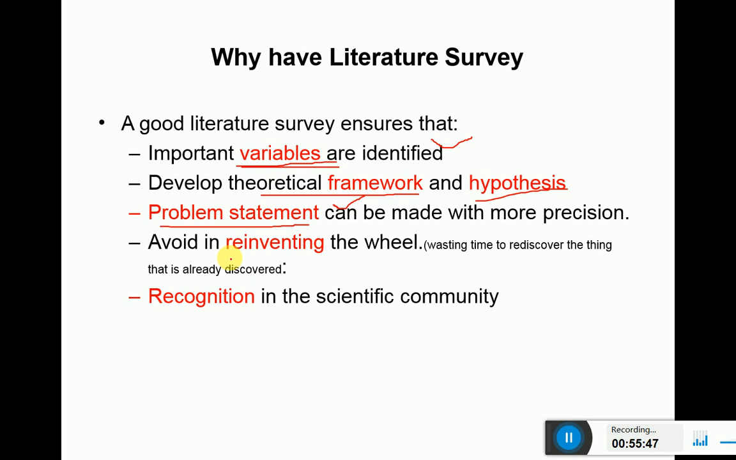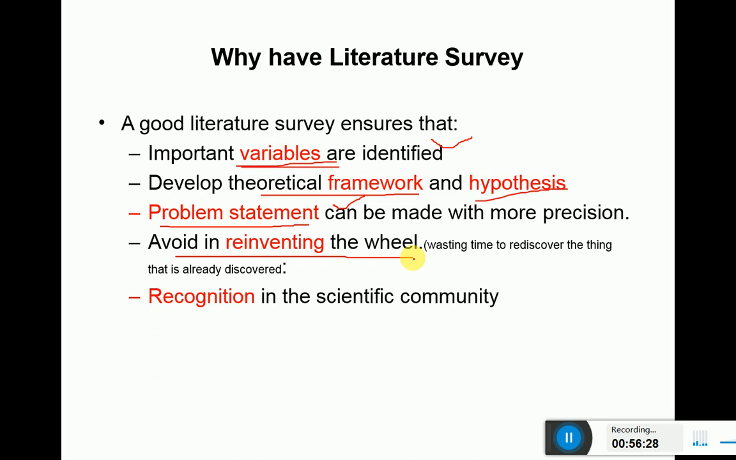Otherwise we waste time rediscovering something that is already discovered. For example, money is the motivator. Yes, money is the best motivator. This has already been established, that money is really a motivator. There is no point doing research again to show that money is a motivator. It means wastage of time because it is already derived. Similarly, if you want to keep your employees satisfied or motivated, fulfill their basic needs. That is common knowledge, and research on basic needs has already been done. So it means I am just wasting my time. The literature survey tells us to avoid reinventing the wheel. The wheel is already invented, so there is no need to invent it again.